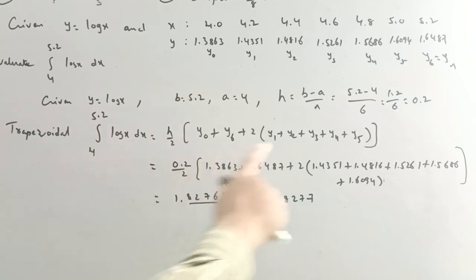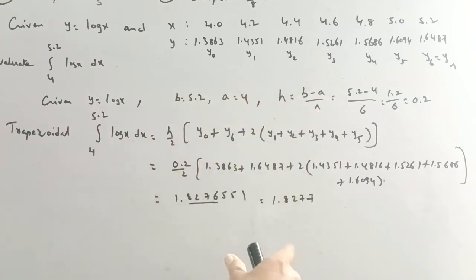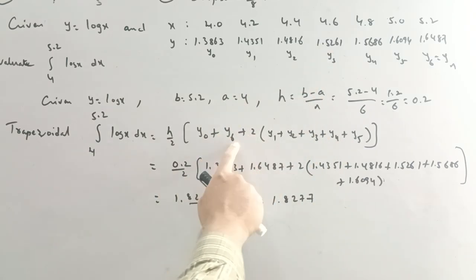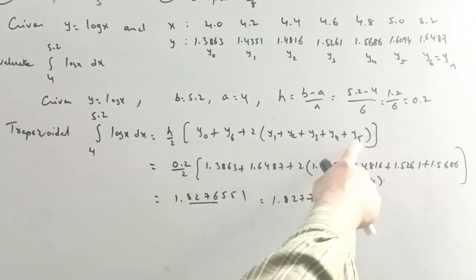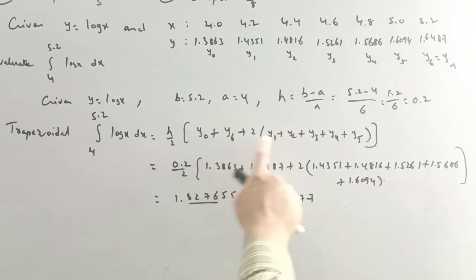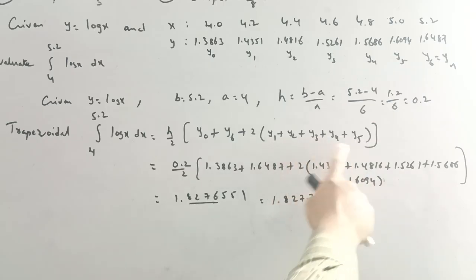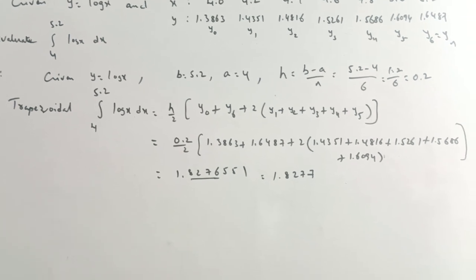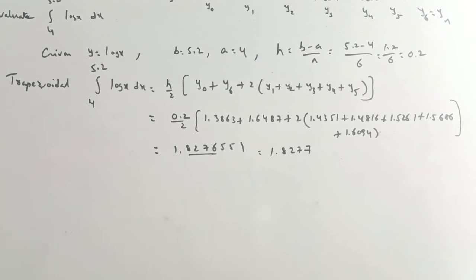Then write the trapezoidal formula, then substitute the values y0, y6, y1, y2 up to y5. Here y6 we already took, so no need to take it again. Remaining ordinates, okay? Then use the calculator and you will get the answer. Next, which one we have to use? Next, Simpson's 1/3 rule. Clear?